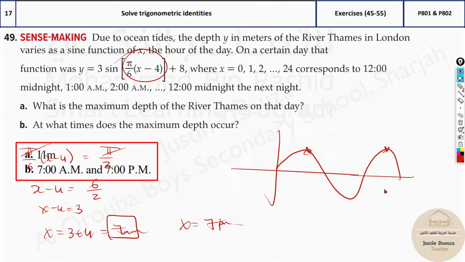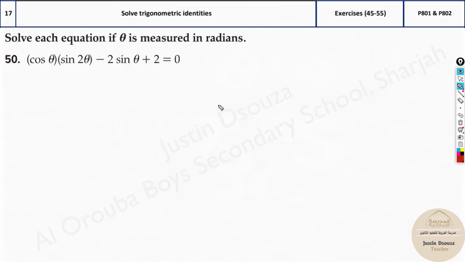You can do the short methods. As long as you have written everything properly, that's more than enough. You can directly solve it. Now here we have a few more problems. I will do this one because this looks a bit complicated, but it's not.